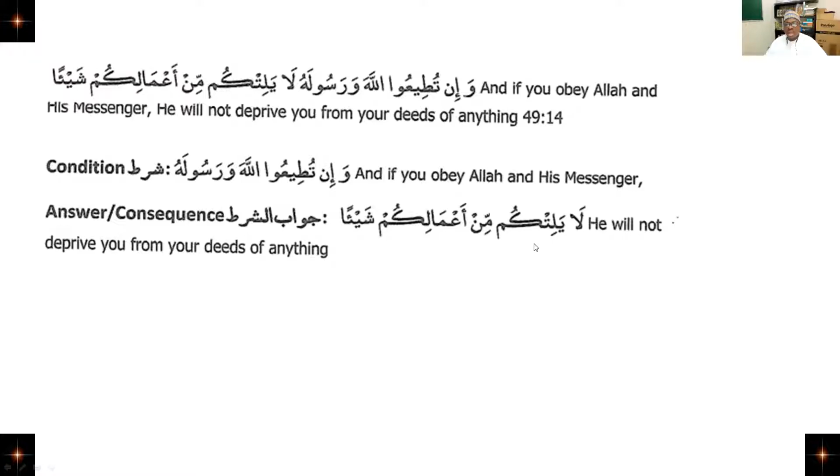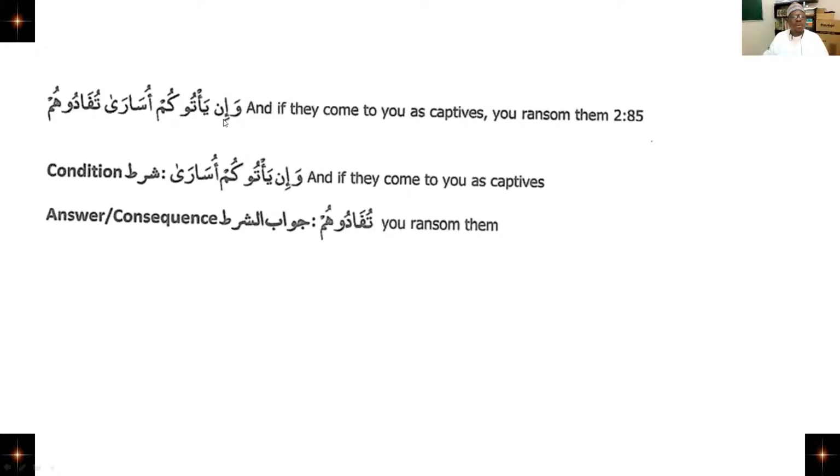And then the fa'il here is huwa. So kum is maf'ul bihi. Min is harf jar, al-a'mal is majrur, and the jar wa majrur is mbf. Al-amal is mudaf and kum is mudaf ilayhi. Shay'an is maf'ul bihi, or maf'ul hal, of la yalitkum min a'malikum shay'a.